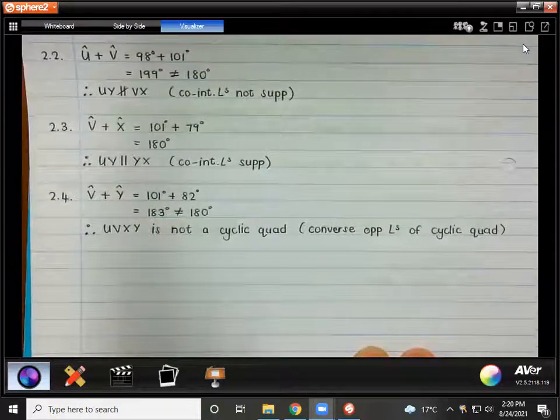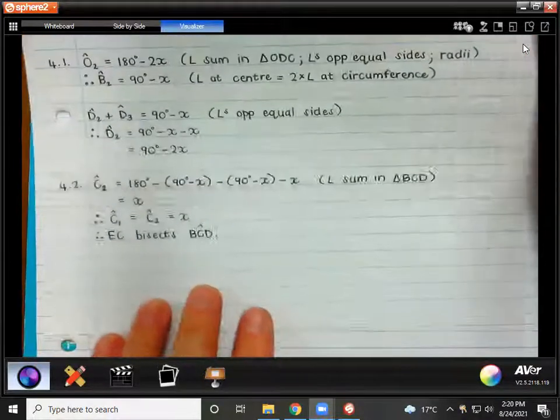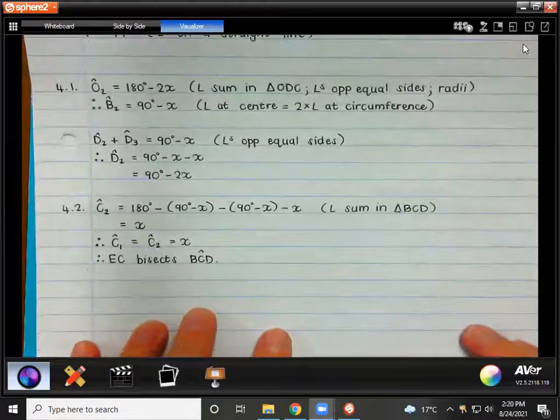If they're asking you to prove if it's a cyclic quad or not, yes. Okay, can we look at number 4? Number 4 was a bit complicated. I think I said you only have to do up until 4.4, right? Not 4.5. So there we have 4.1 and 4.2.